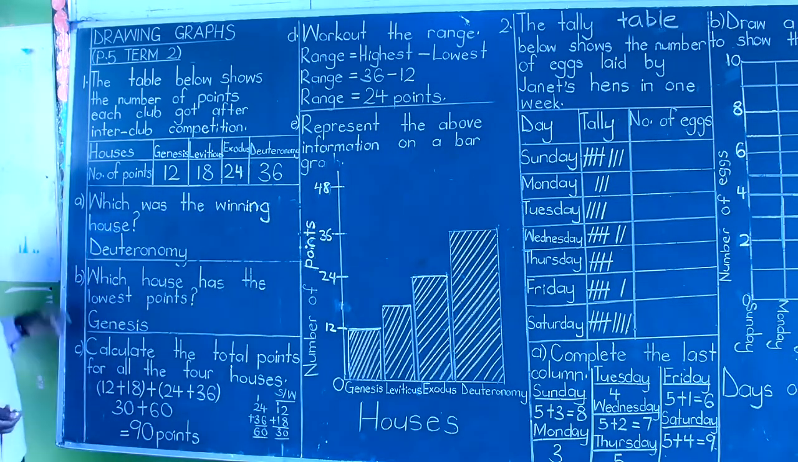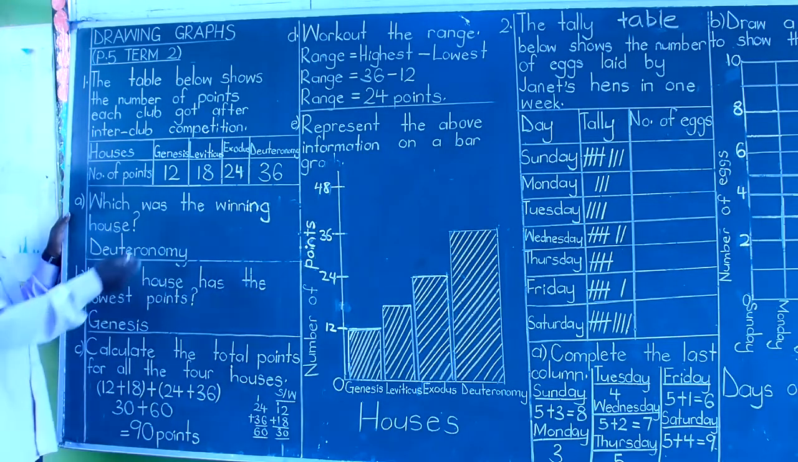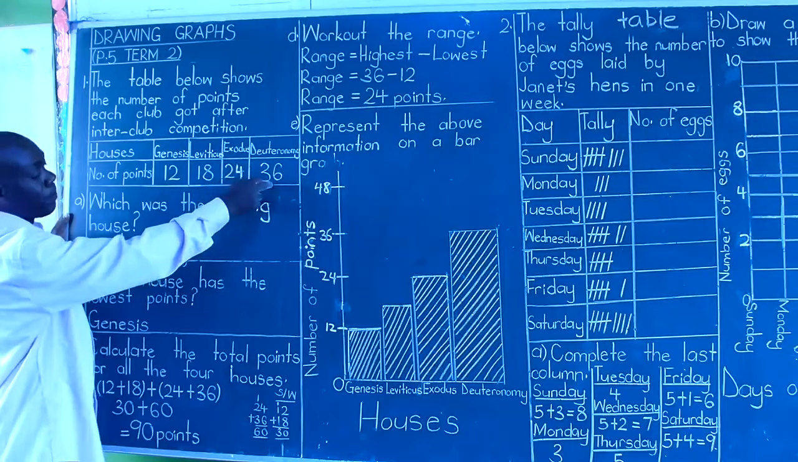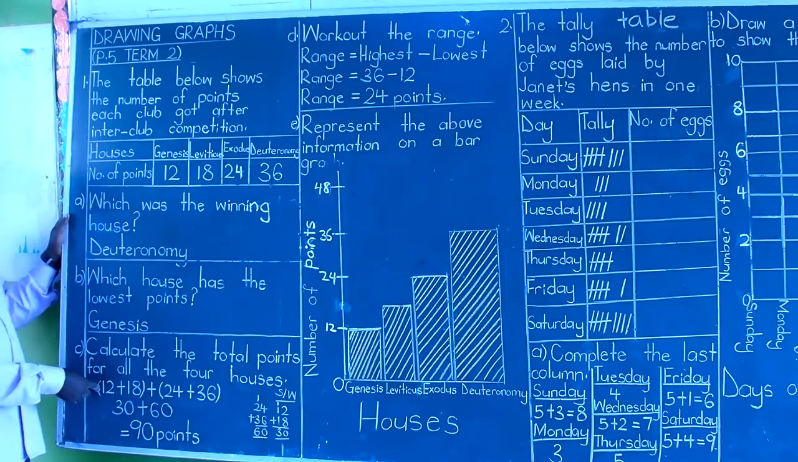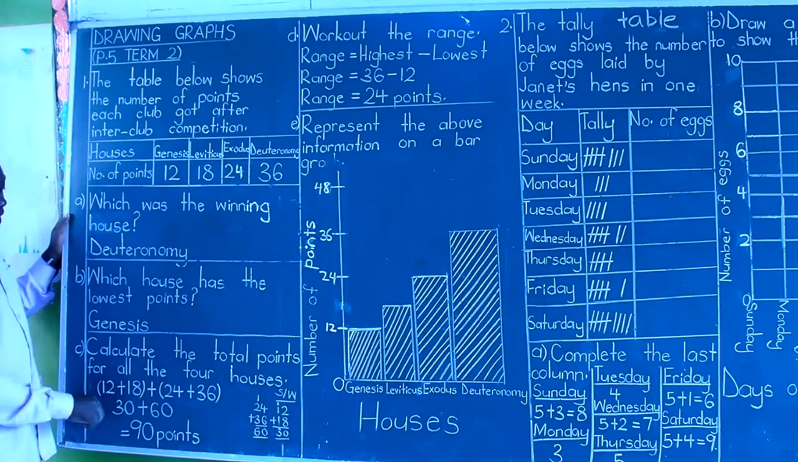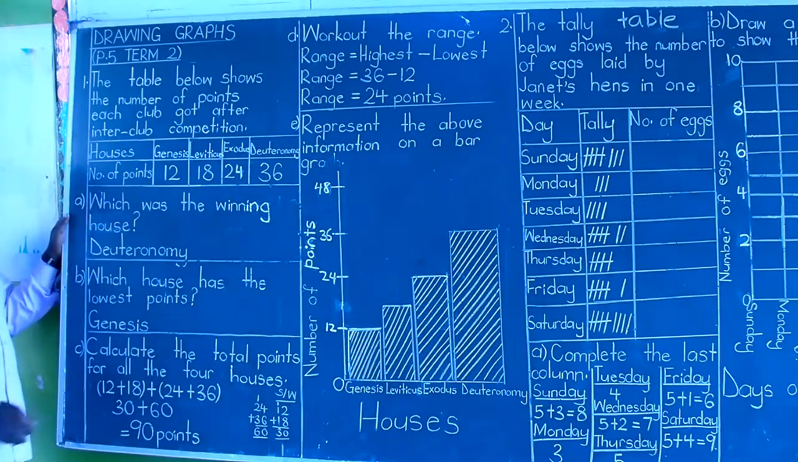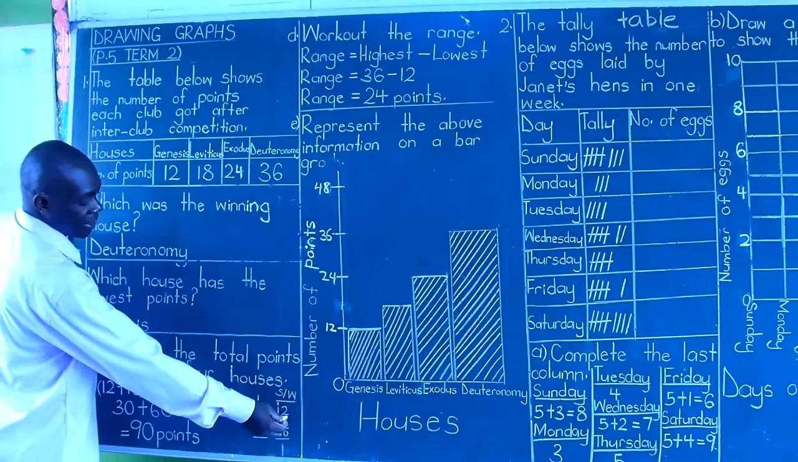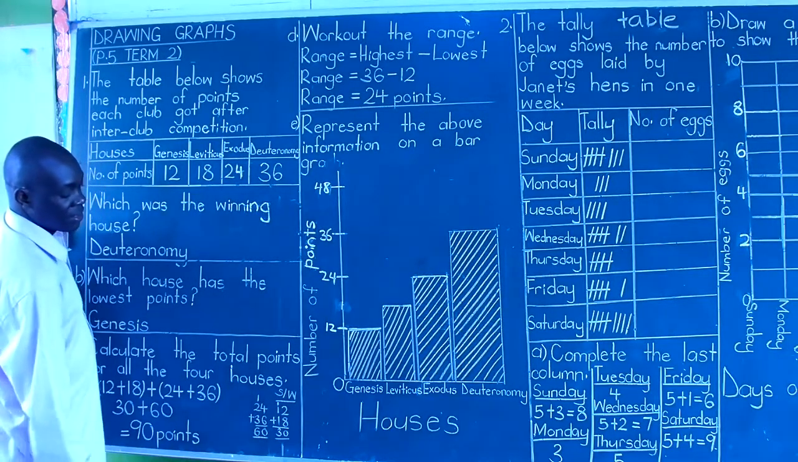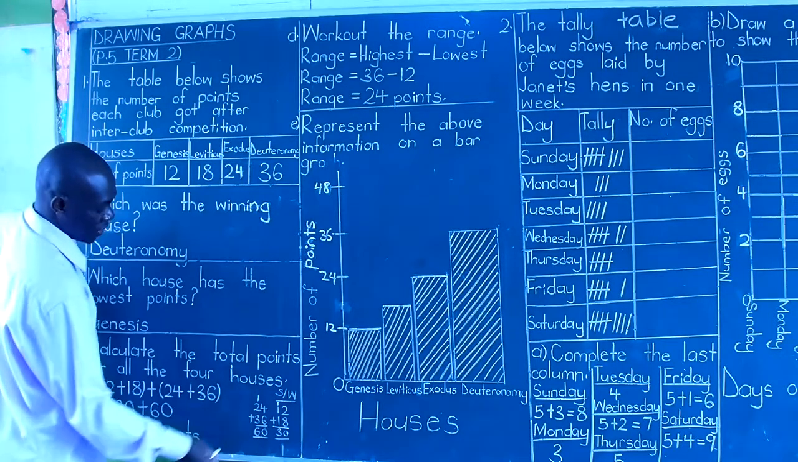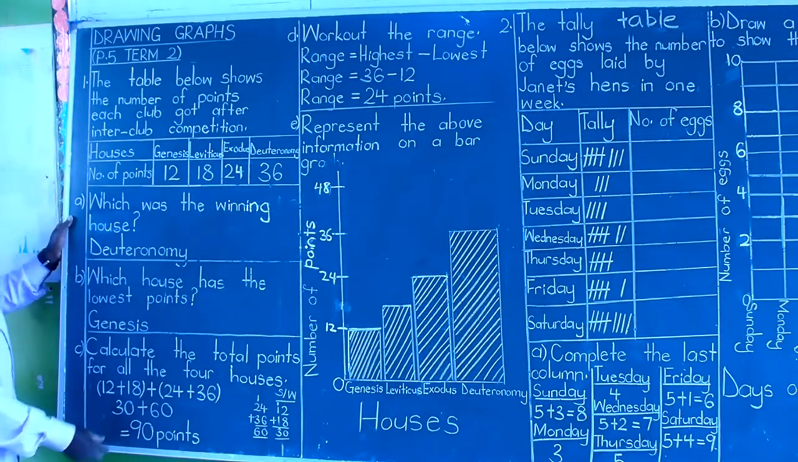So the word total calls for addition. So add all the points, that's 12 plus 18 plus 24 plus 36. You can pair so that you add a pair first. So 12 plus 18: 2 plus 8, you get 10. Write 0, group 1. 1 plus 1 plus 1, you get 3. So from this pair you get 30.